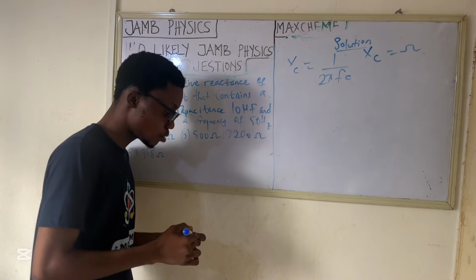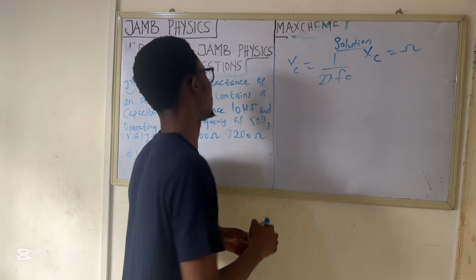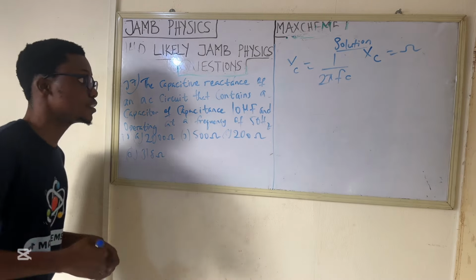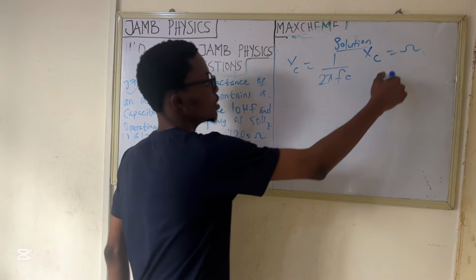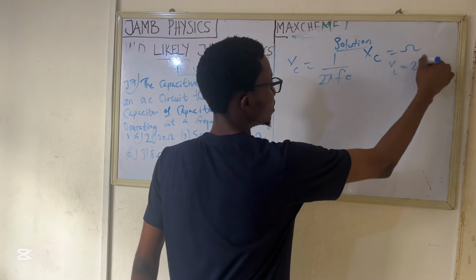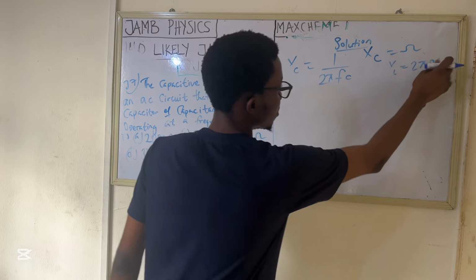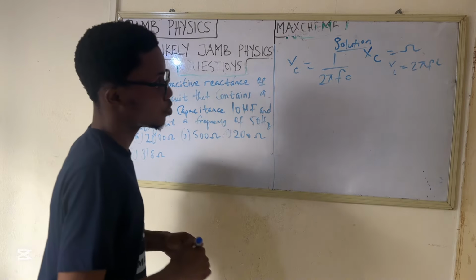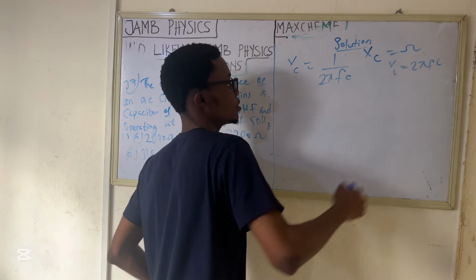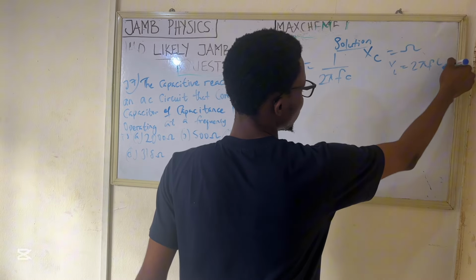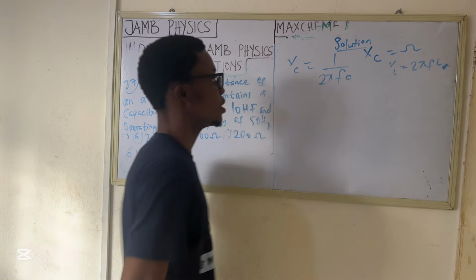Are you getting it? When it comes to capacitive reactance, we also have inductive reactance. That's when you have XL equals 2 pi FL. This is for inductive reactance, and this one is in ohms. Are you getting it now? So let's look at this.